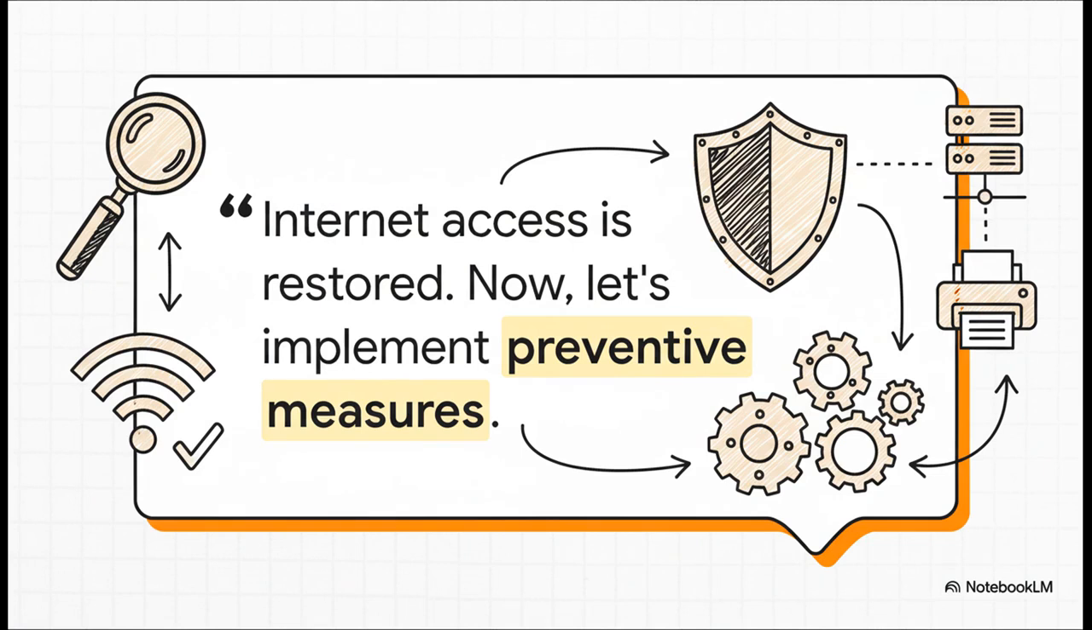So our detective confirms, yep, the user can browse the web. Awesome. But then they also check, can they still print? Can they still get to the company file server? Yes and yes. Okay, now you take it a step further and think, how can we make sure this never happens to anyone else again?